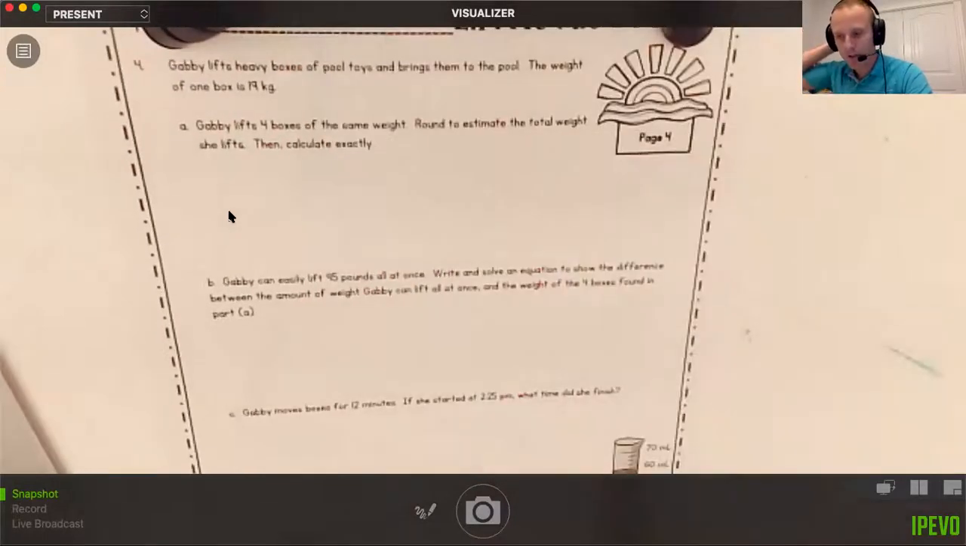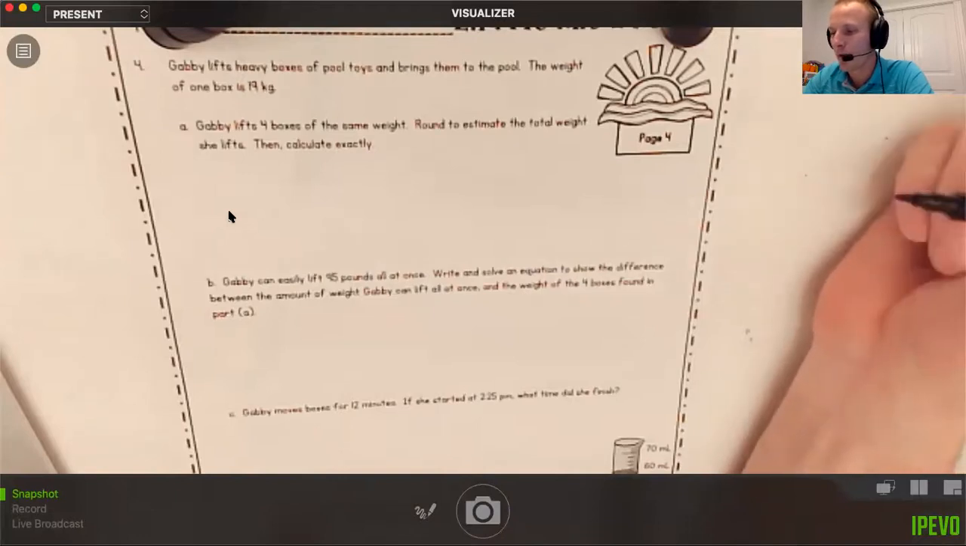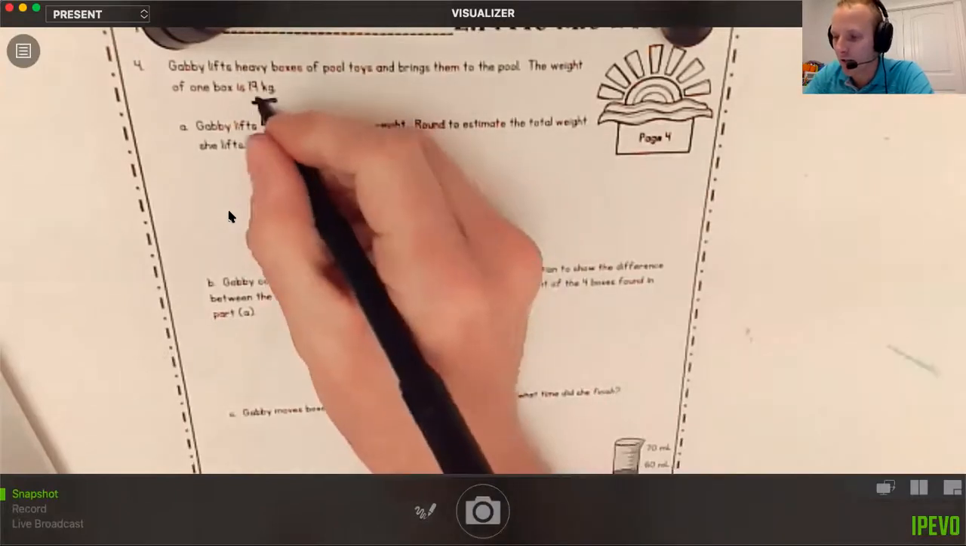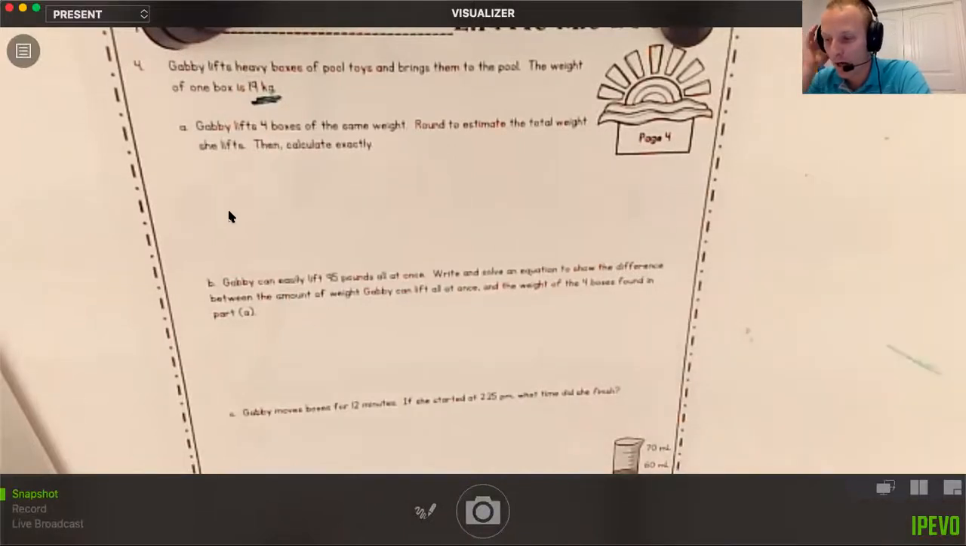Okay. Gabby lifts heavy boxes of pool toys and brings them to the pool. The weight of one box is 19 kilograms, so that's how much one box weighs. Gabby lifts 4 boxes of the same weight. Round to estimate the total weight she lifts, then calculate exactly.